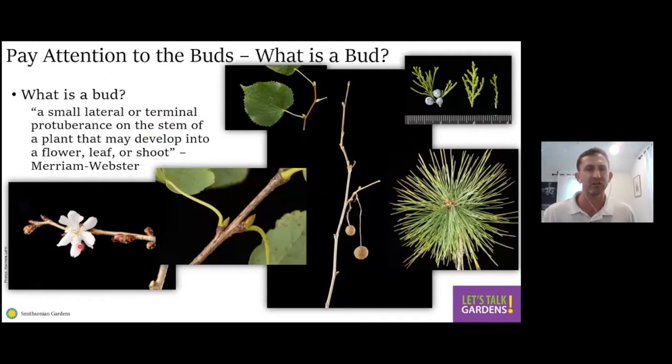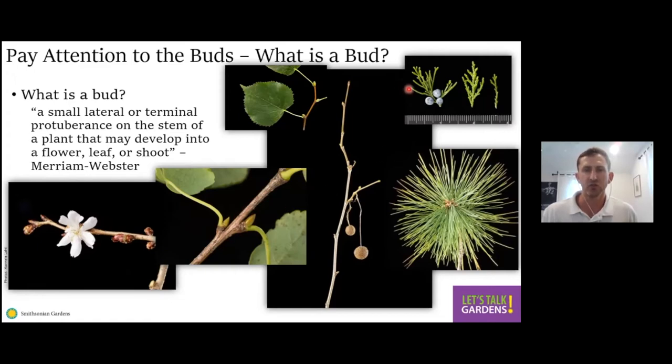On this flowering cherry tree, these nodes that you see coming off the branch, those are all buds that are either going to develop into flowers or leaves and stems. Here's a good example of a couple buds where you find a lot of buds on trees, and that's right where the leaf attaches to the tree. Oftentimes you'll find buds right at that point. Conifers can be a little bit more confusing.